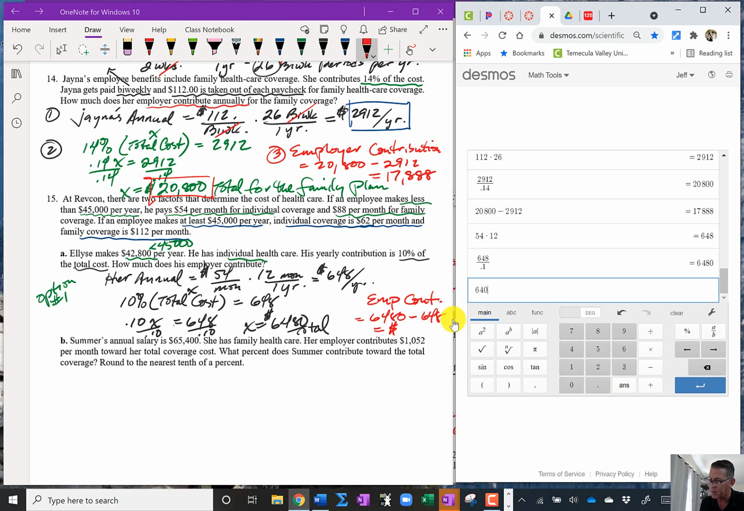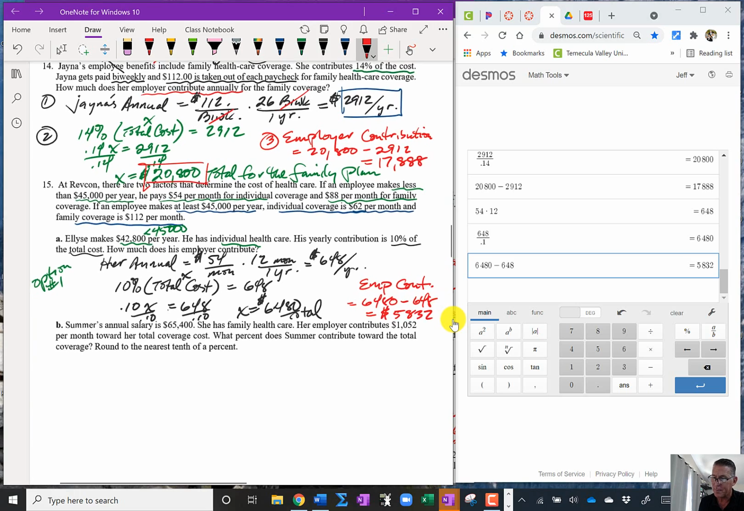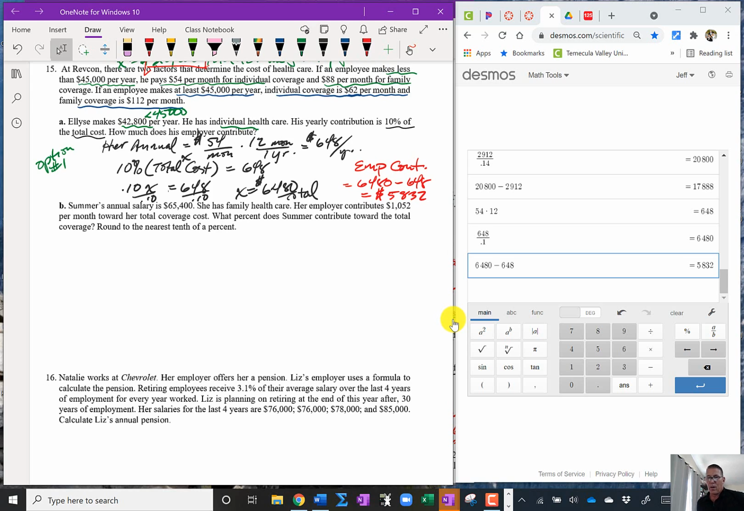All right, so what's going on in Part B? Now, in Part B, Summer's annual salary is higher. She makes 65,400, which is greater than 45,000, so she's option 2. So let's figure out her annual contribution.